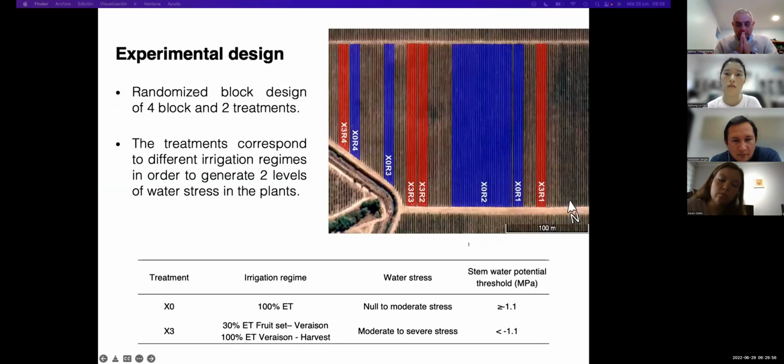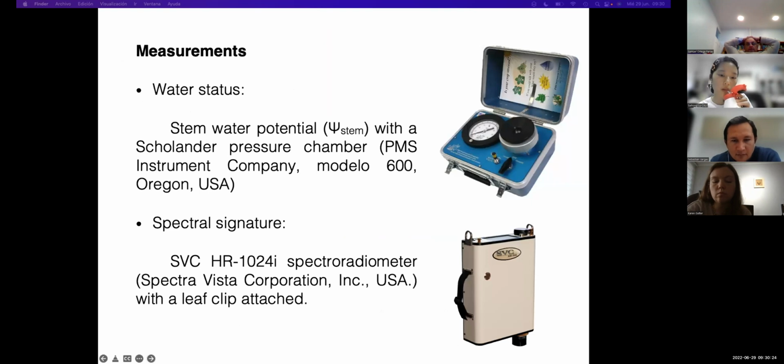A randomized block design was established in order to block the effect of a compacted layer present in the soil. The experiment consisted of 2 irrigation treatments with 4 repetitions. Treatments correspond to 2 irrigation regimes applied from fruit set to veraison, with the aim of generating 2 levels of stress in the plants, as we see in this table. Grapevine water status was evaluated through the mid-day stem water potential from fruit set to harvest.